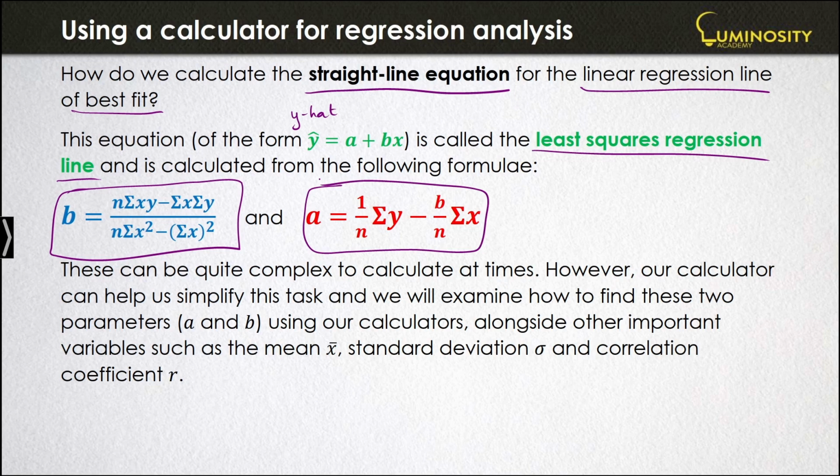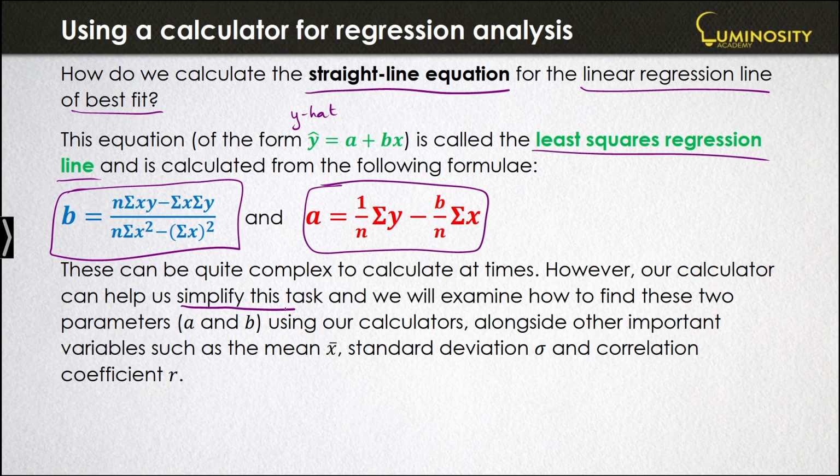If you want to read it, b says n, which is the number of data points, times the sum of the product of your x and y values, minus the sum of all your x values times the sum of your y values, all divided by n times the sum of your x data points squared, minus the sum of your x data points all squared. So it gets quite complex, and similarly for a. However, we do not need to be afraid of these expressions because our calculator can help us simplify the task of finding these parameter values.